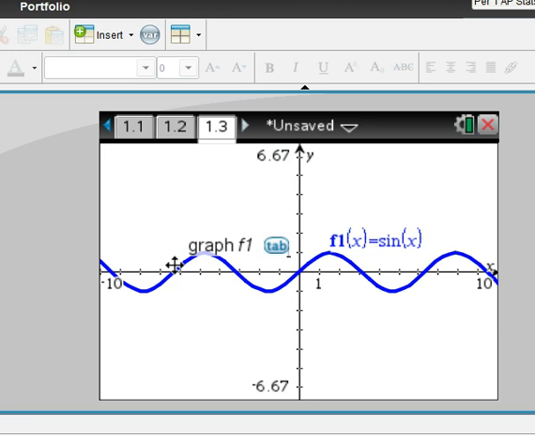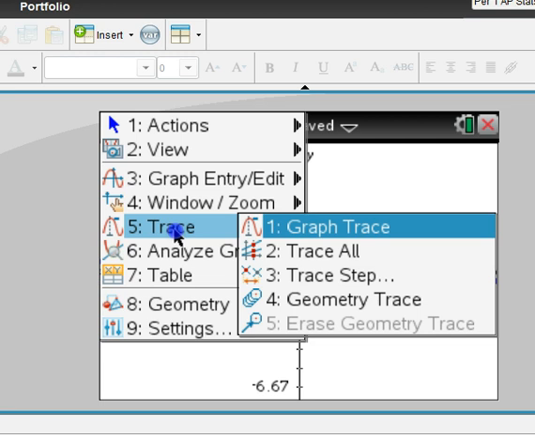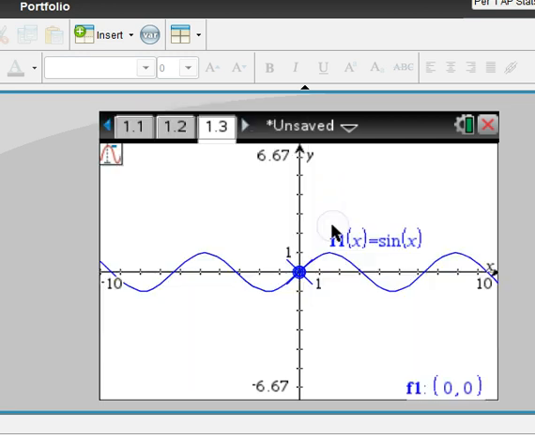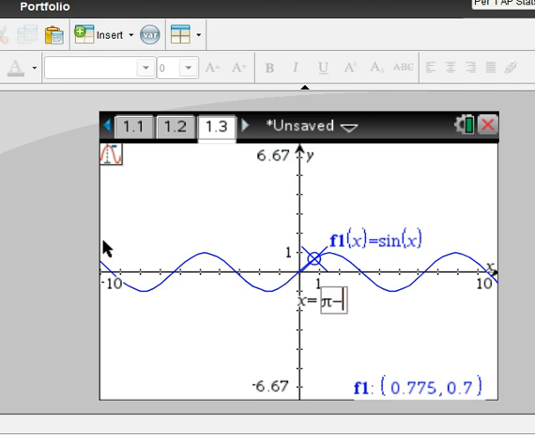Let's go to my menu here. I'm going to go to trace so I can type in some values. Graph trace, and I go to 0.775. That gives me a y value of 0.7. Now I'm going to type in pi minus 0.775. There we go, 2.37, also 0.7.